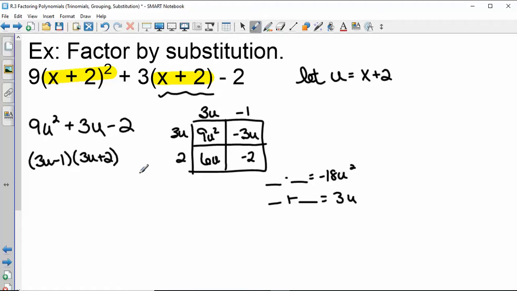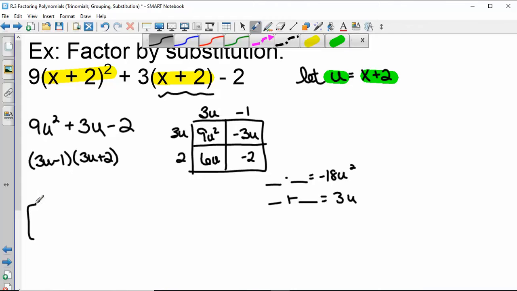Now, we are not done because my answer has u's in it, but my original problem did not. So we need to replace this u. We already said u is the same thing as x plus 2. So when I plug that in, I just change my u back to an x plus 2.